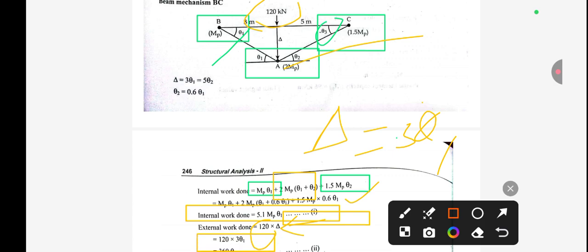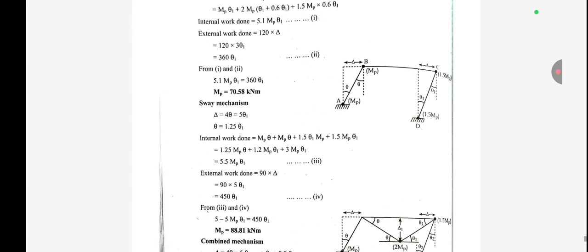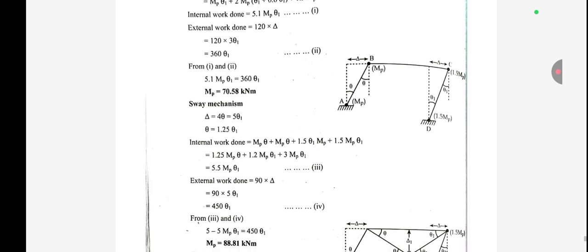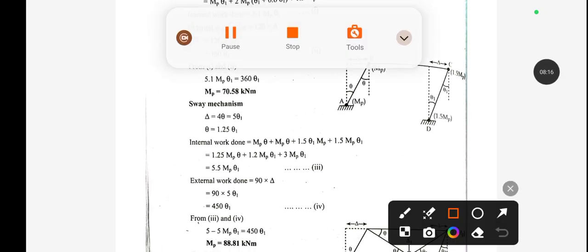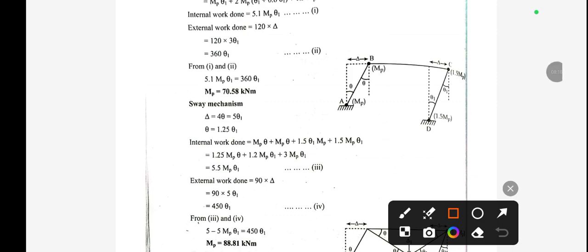Okay. So after calculating this internal and external, we have to equate both, internal equal to external. So now we have internal work done equal to external work done, you can see here. Then the value of MP we will get 70.55 kN/m. Okay. So this is for the beam mechanism.